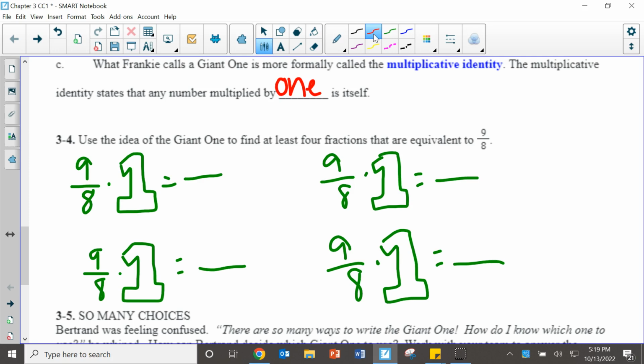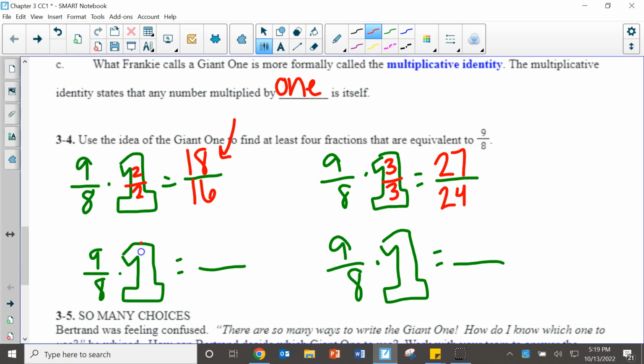All right. So going across, I'm just going to start with 2 over 2. So 9 times 2 is 18. 8 times 2 is 16. And since we're working with improper fractions, your answer should always be improper as well. All right, let's use 3 over 3. 9 times 3 is 27. 8 times 3 is 24. Again, improper fractions, so it's looking good.